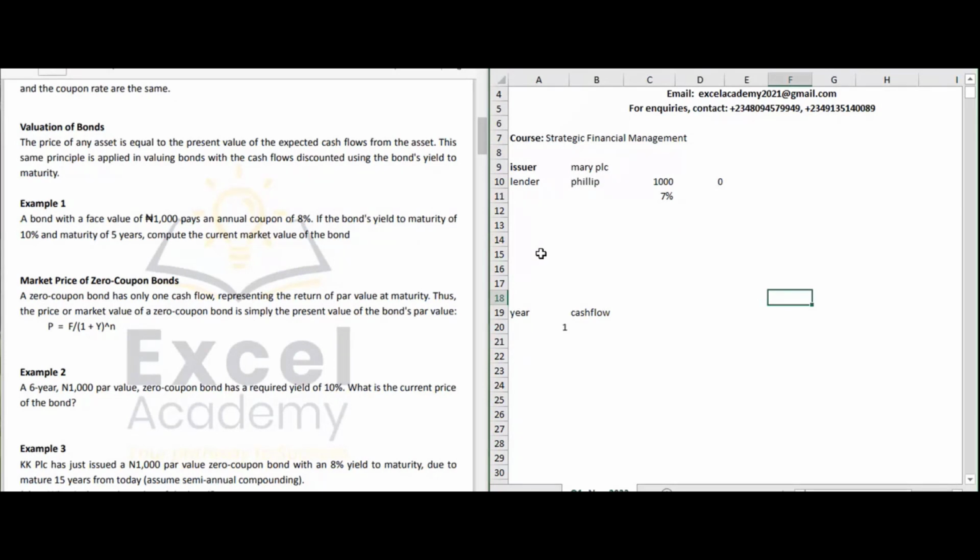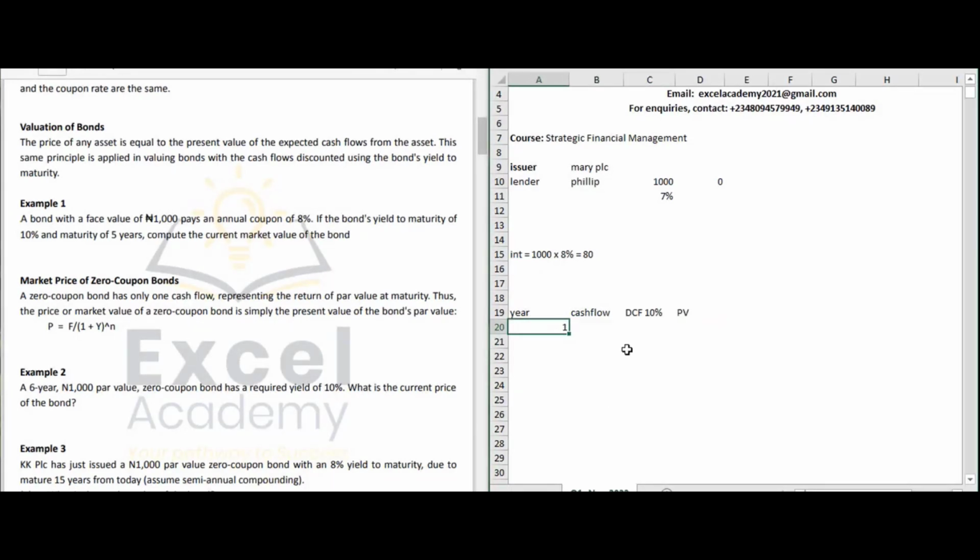From this question, the first thing you have to do is find that interest, the interest that will come in year after year. The face value is 1,000 naira. And it pays interest at 8%. So what will be our interest per year? Our interest is basically our 1,000 times 8%, or 8 divided by 100. So what will that give us? Interest is 100 times 8%, that's 80. So every year, our cash flow is going to be 80.